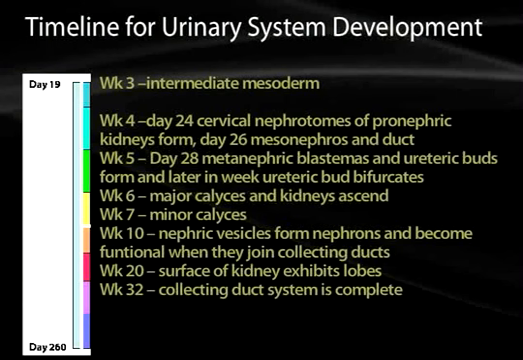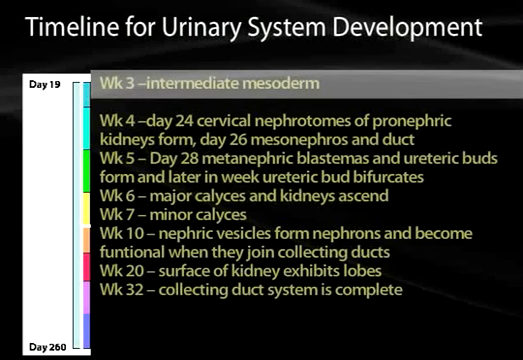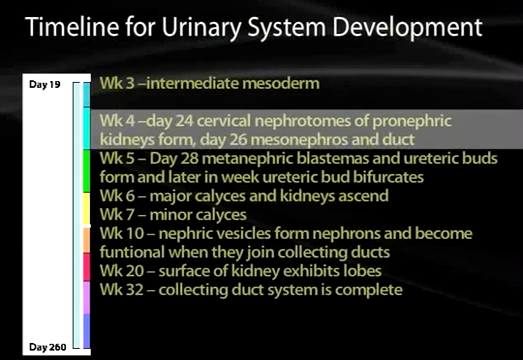Let's look at a brief timeline for the urinary system's development. We know that there's going to be development from week 3 where the intermediate mesoderm starts to set up along the lateral sides of the notochord, and then in week 4 there are going to be cervical nephrotomes from the pronephric kidney. So there are going to be 3 different versions of the kidney until you get to the adult kidney. There's going to be that cervical pronephros, then we get into the mesonephros, and then the metanephros, which is going to be the adult version.